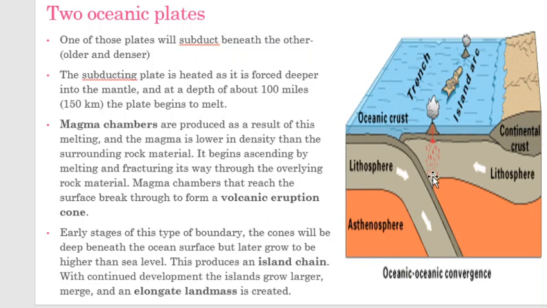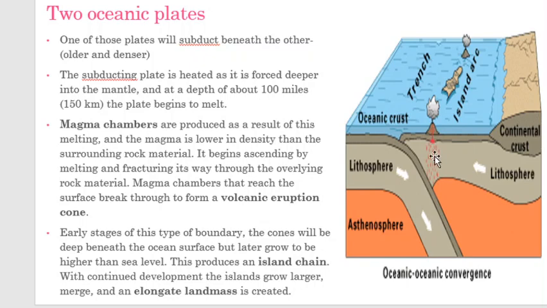Magma that reaches the surface, as you can see here, would break through to form a volcanic eruption cone. At the early stage of this type of boundary, the cones will be just deep beneath the ocean surface.